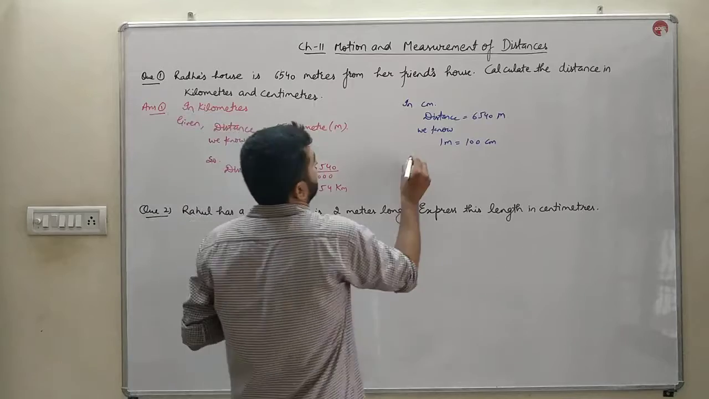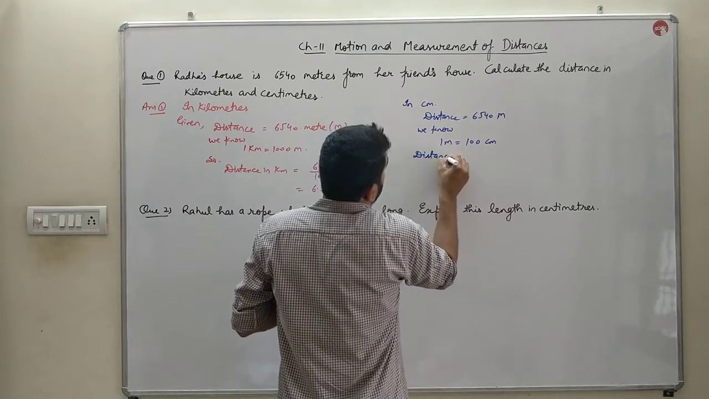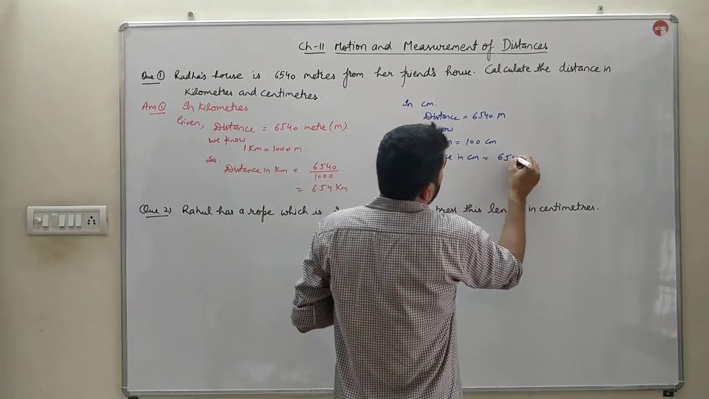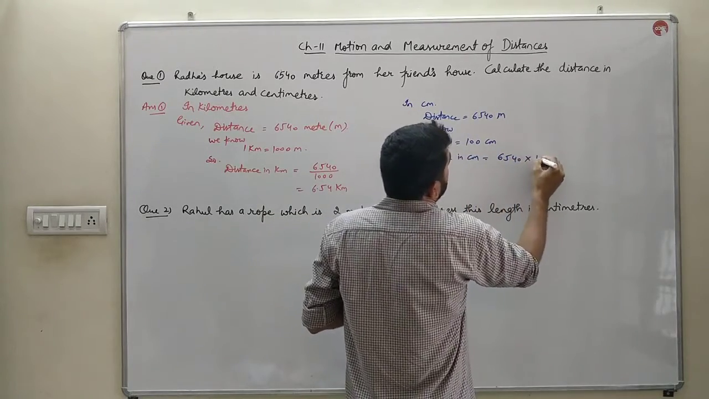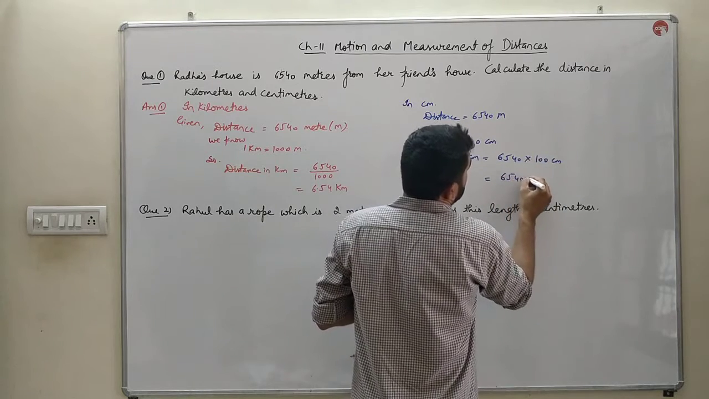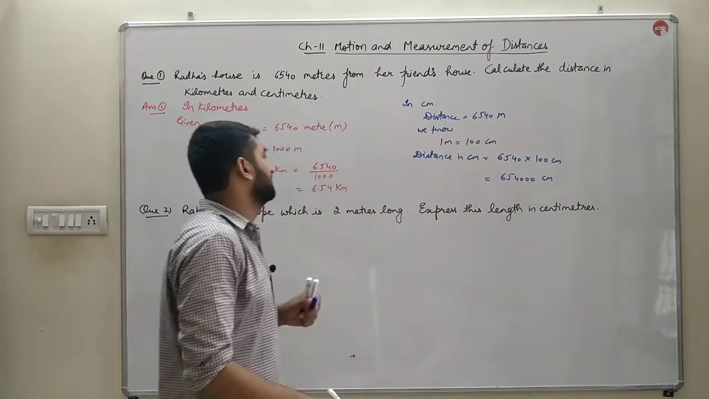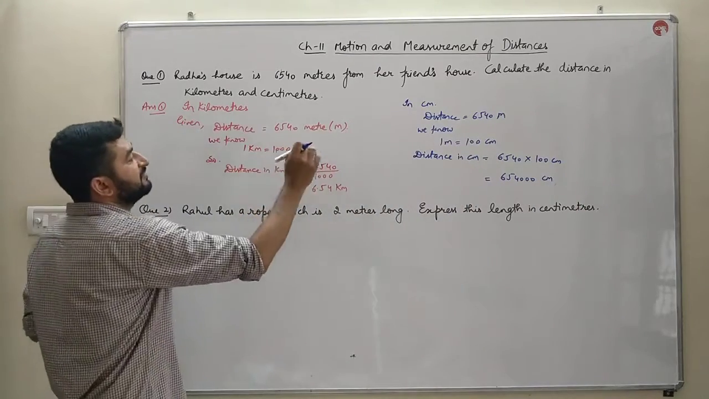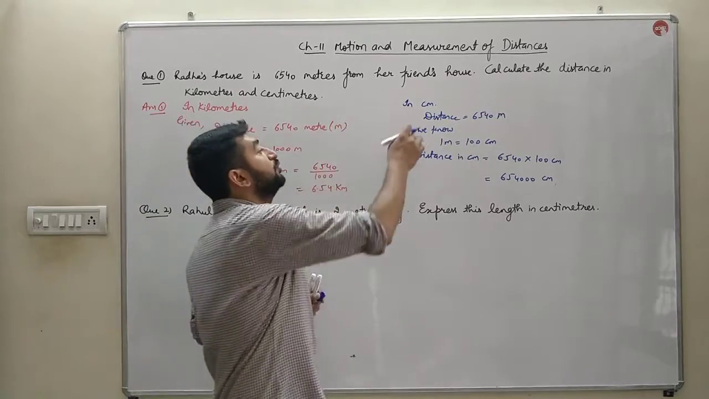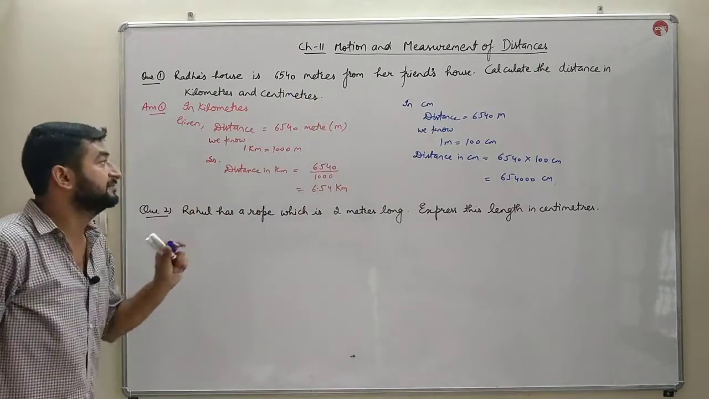Next, the distance in centimeters. 6540 m multiplied by 100 cm will be equal to 654000 cm, without the full stop. Units are always written without full stop. Do remember this. This is the rule to write the units. So the incorrect units are now corrected.